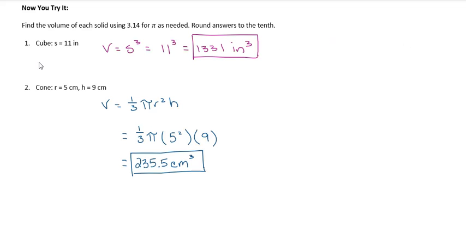Okay, so a cube is like a die. All sides are the same. So it's side cubed, 11 cubed, and you get 1,331 cubic inches.